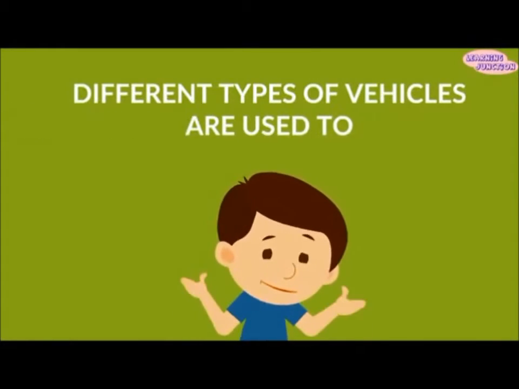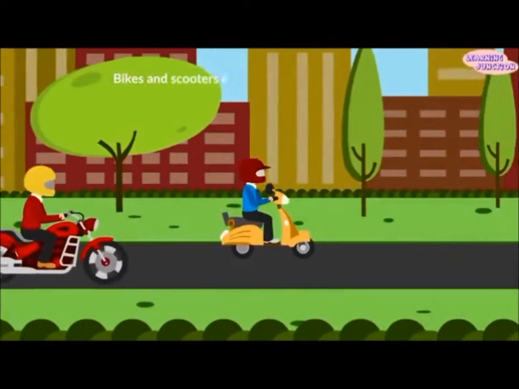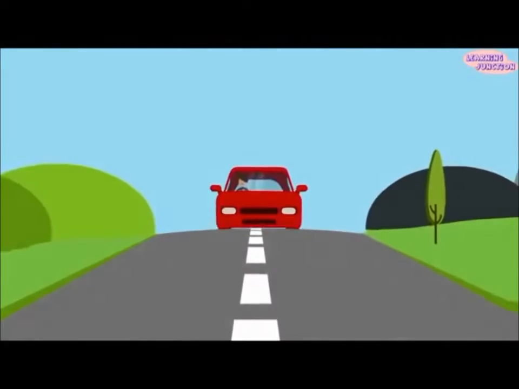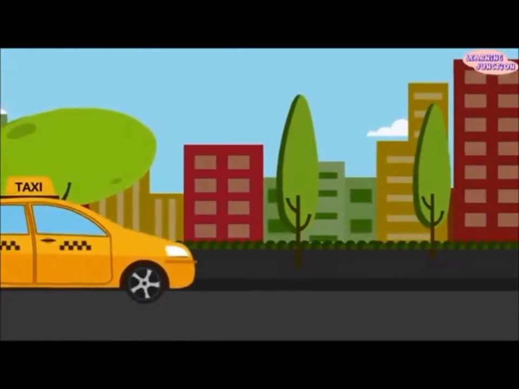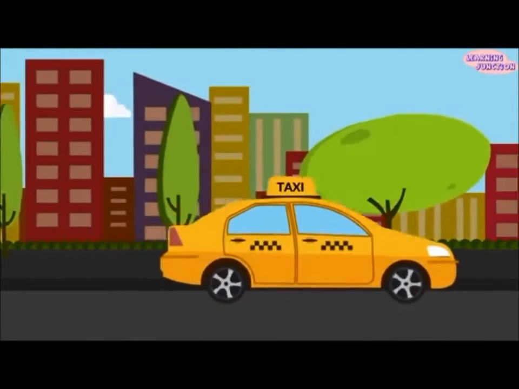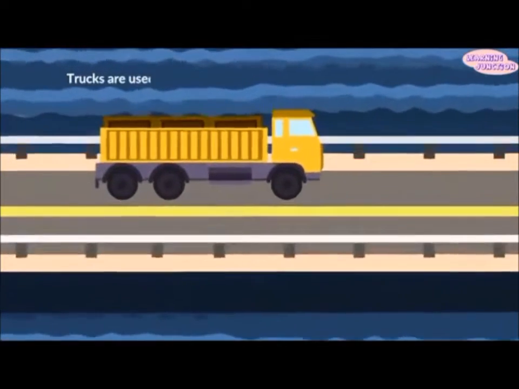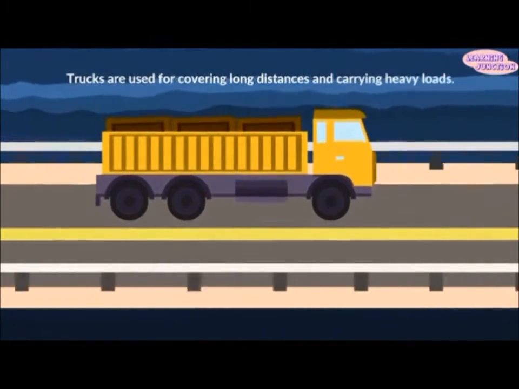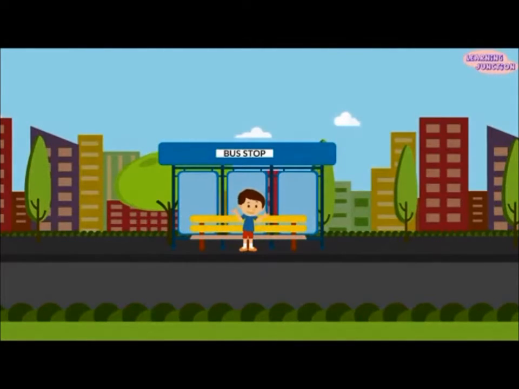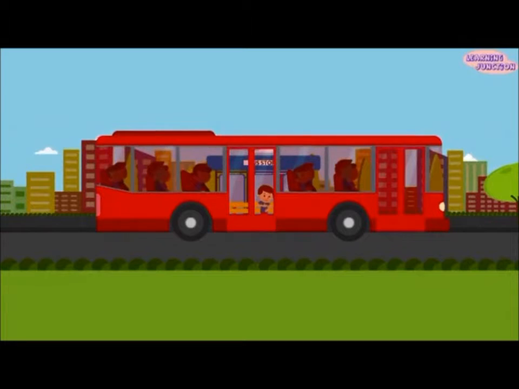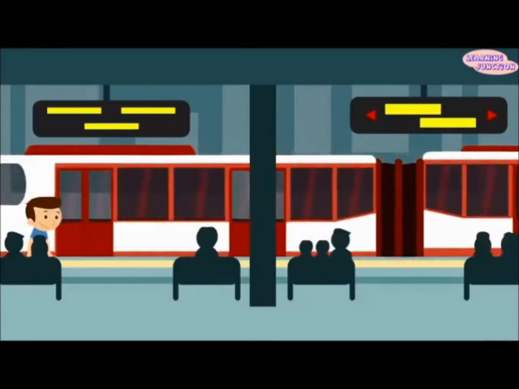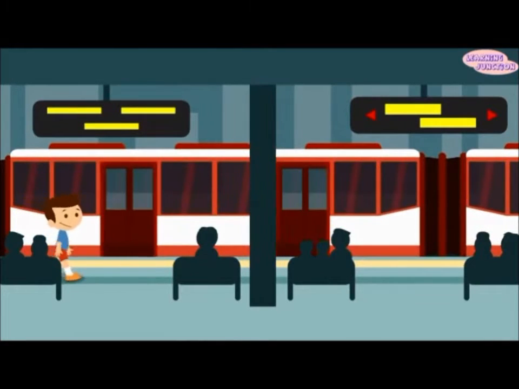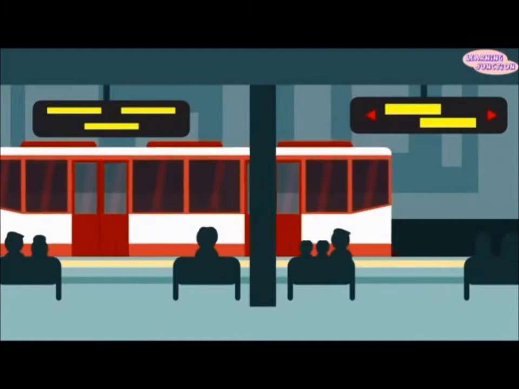Different types of vehicles are used to cover distances. Bikes and scooters might be used for short distances. Whoa, it's a car. Some people use cars. Oh, look, a taxi is coming. We can cover short distances with taxis. This is a truck. Trucks are used for covering long distances and carrying heavy loads. Buses are an important mode of transportation. Almost all states in a country have their bus services, and thousands of people travel on them. This is a train. Trains carry people over long distances. We go from one state to another in trains. Now some countries are also connected with rail lines.